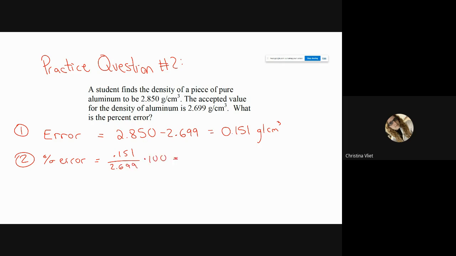I do those operations in my calculator, 0.151 divided by 2.699 multiplied by 100. And you should notice that when you plug this into your calculator, whether you use a scientific calculator or you use the Desmos as a tab on your computer, your calculator gives you 5.594664691.